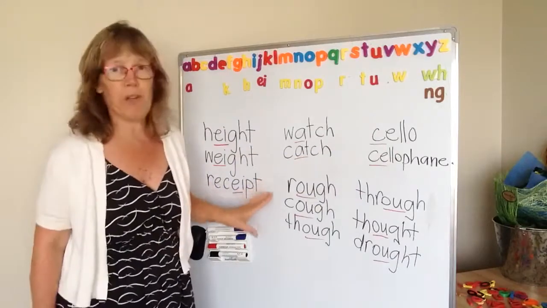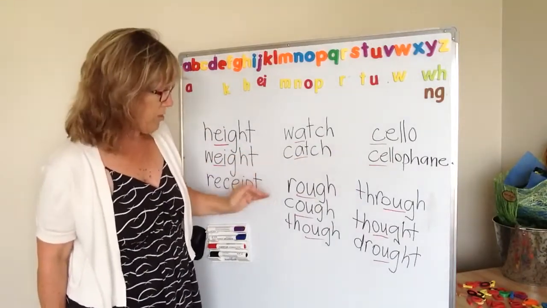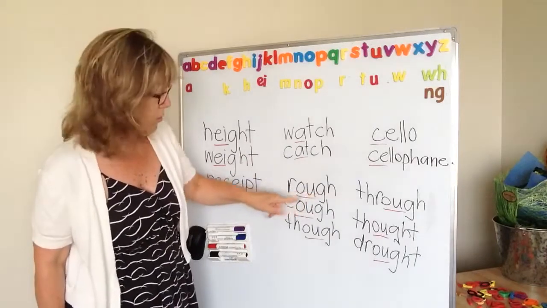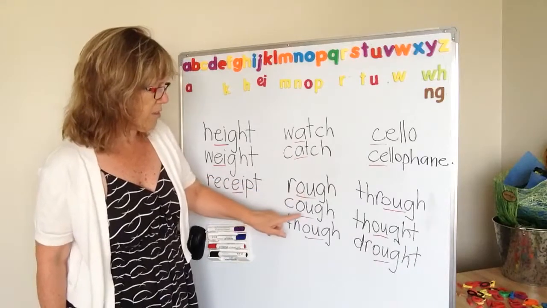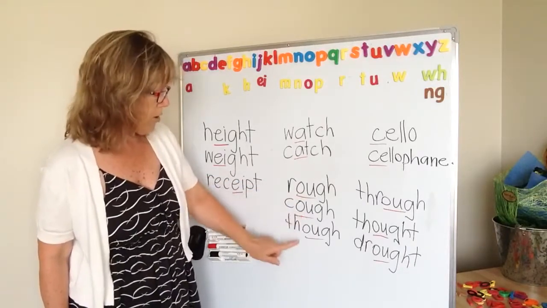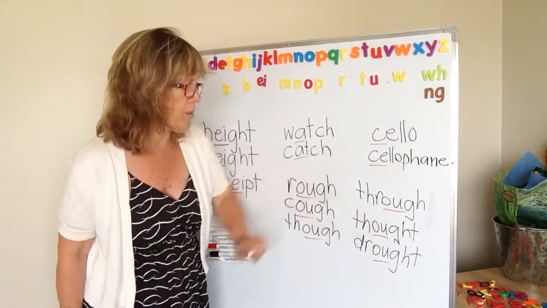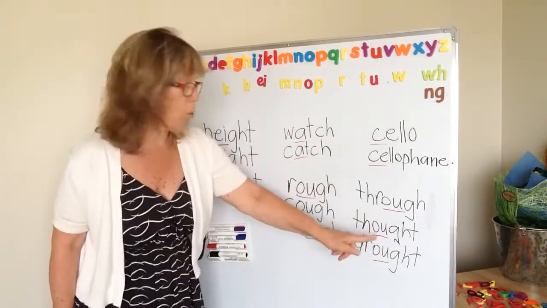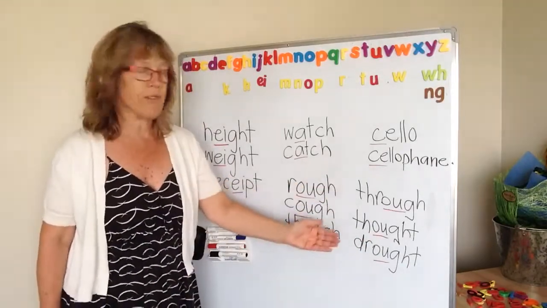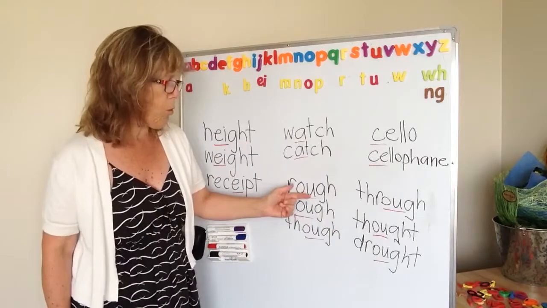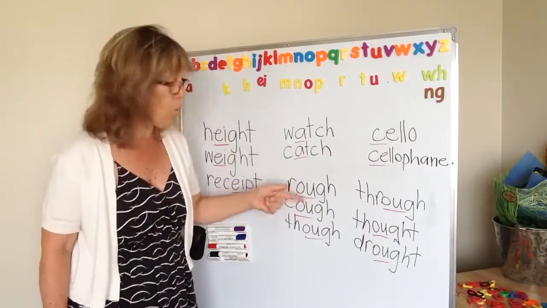And one of the most famous ones in the English language, which is very bizarre, is the OU with the GH. So this is the word rough, so that's uff. This is the word cough, so that's off. This is the word though, so that's oh. Through, so that's oo. Thought, so that's or. And drought, so that's ow. So you've got six different sounds there for the spelling, which in Māori would be one sound, u, u, or u, ou.